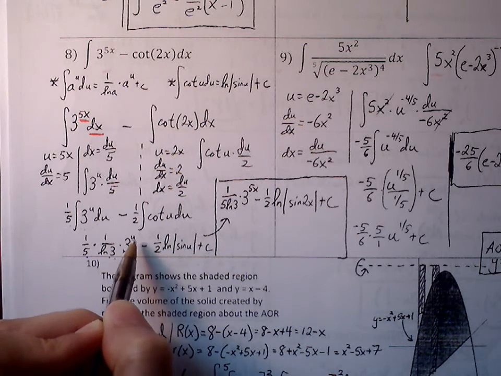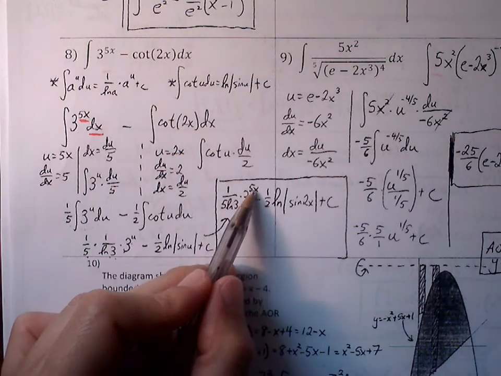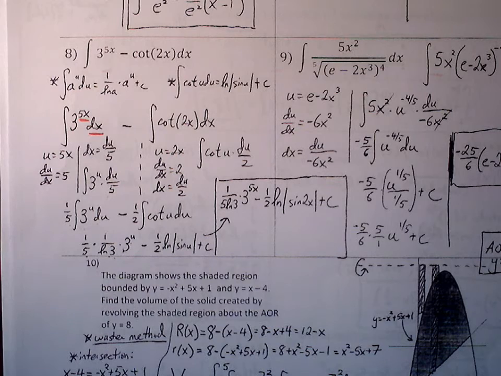Okay, and then we can clean this up, bring this u back in terms of x, and make it 3 to the 5x. All right, so that's the first term.